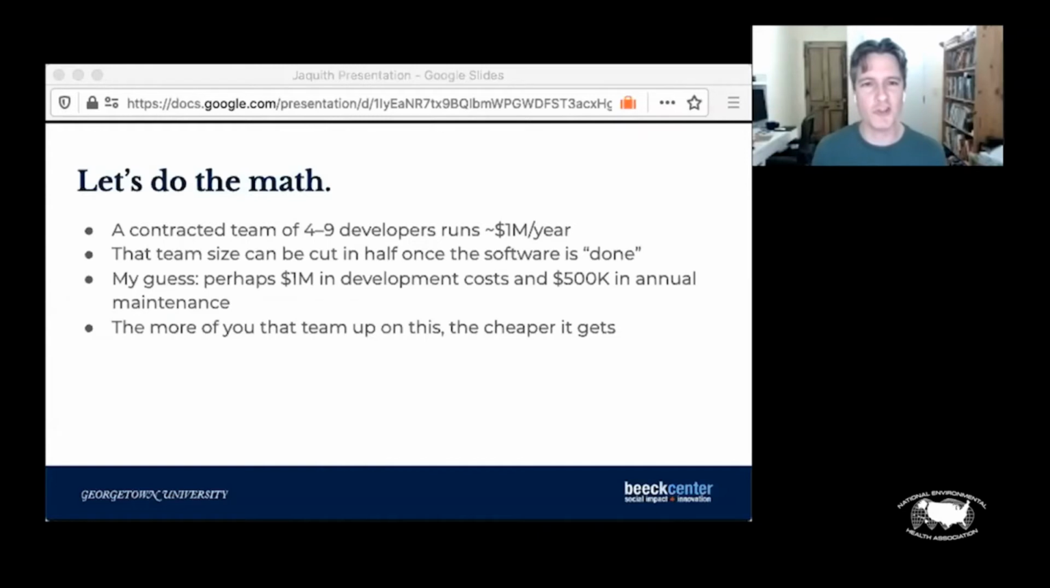A good rule of thumb is what's known as a Scrum team. It's just a software development methodology. A Scrum team of developers, which is 4 to 9, runs about $1 million a year. And then once the software is done, the team size can be cut in half. My guess is, for $1 million in development costs, you can probably get something that does a whole bunch of what you need, and then it drops down to $500,000 in annual maintenance. I'm happy to work with any of y'all to talk about the specifics of what you need to get something a little better than this rough guess. But you're probably looking at something like that.